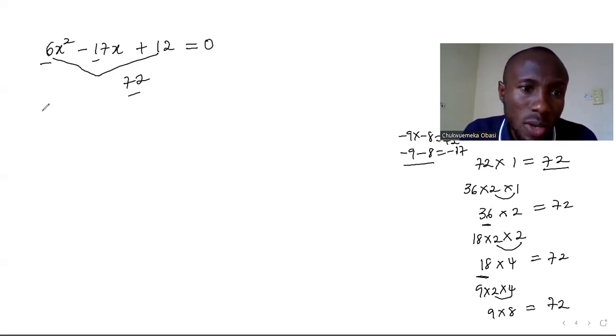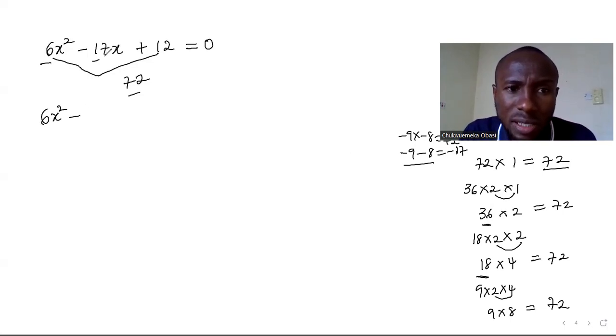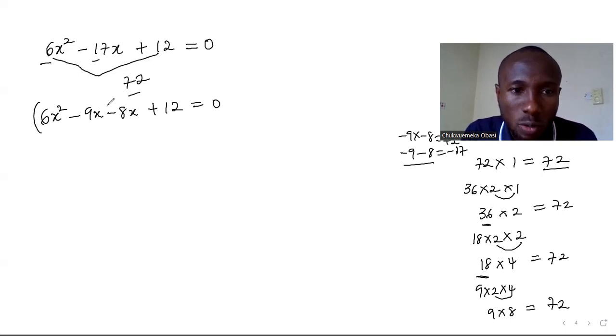Take note. So I have here 6x squared. Now instead of writing -17x, I'll put down -9x minus 8x, now plus 12 equal to 0. Then the next thing you know is to group. You all know that. Now what is common here in the numbers? What can divide 6 and divide 9? The highest number that can divide 6 and 9 is 3, right? So 3 is the highest common factor.